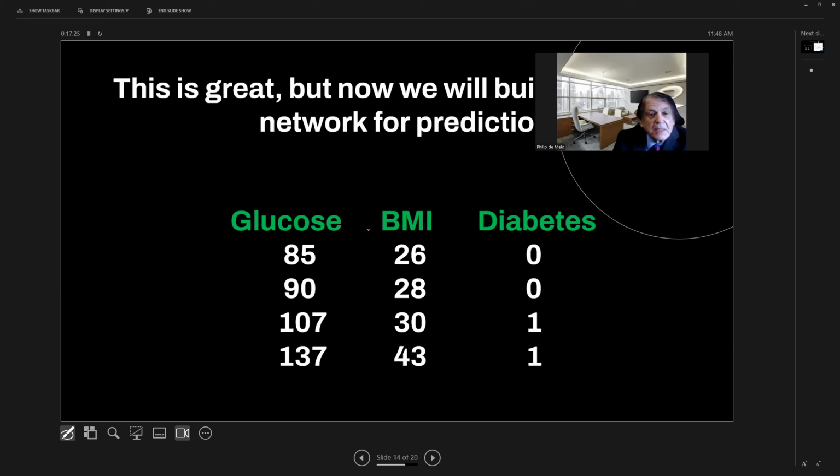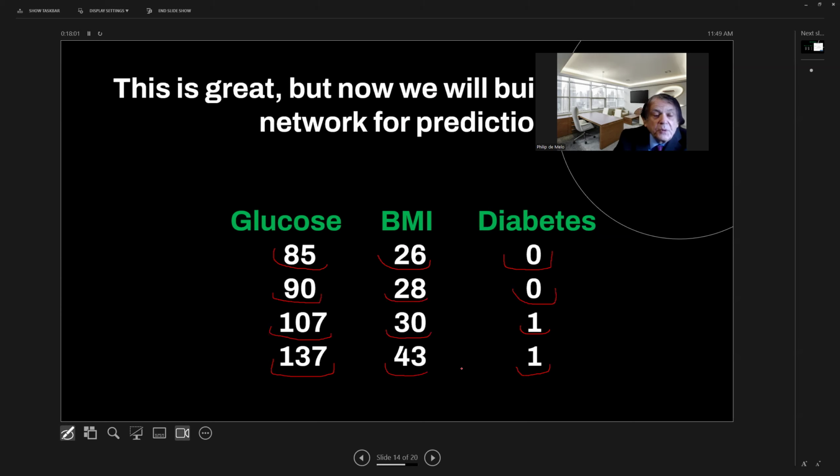more interesting example. And we will have here glucose 85, 26 as BMI, and this person doesn't have diabetes. And then a second patient, glucose 90, BMI 28, also doesn't have diabetes. And the third one, 107, 30, and 1, it has diabetes. And 137, fourth patient, 43 and 1, this person has diabetes.